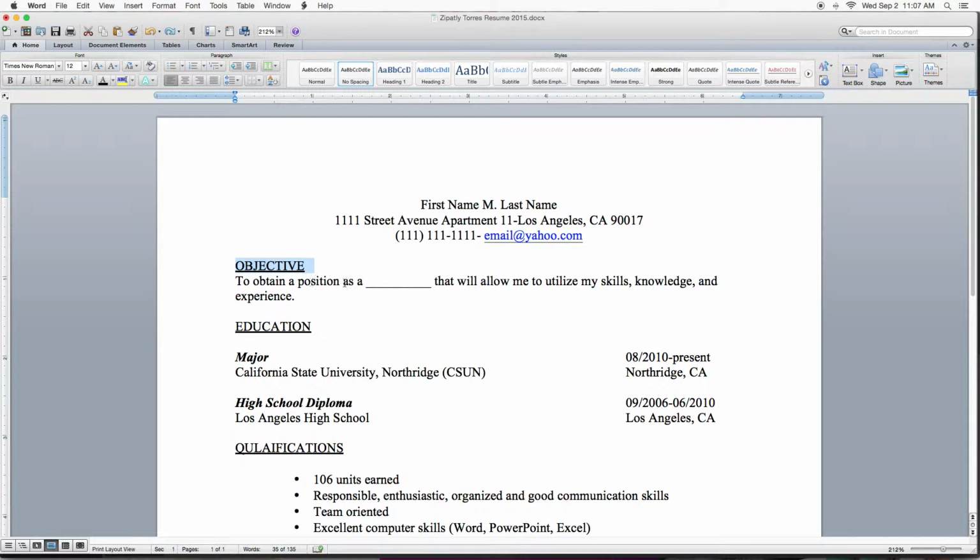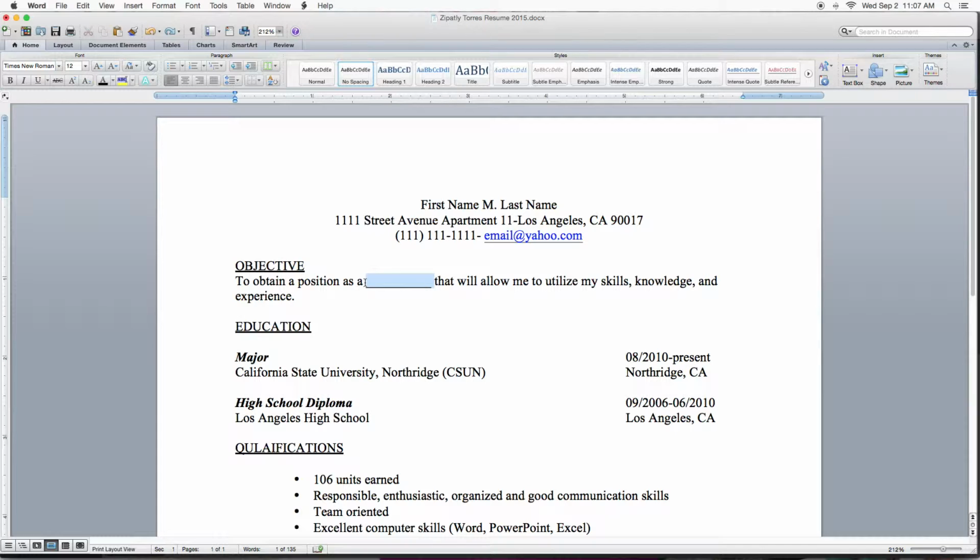For your objective, you're going to write "to obtain a position as" blank. In this blank space, you're going to write whatever position you're trying to apply for, whether it's an after-school teacher, or a bank teller, or a cashier. You write that position down, and obviously don't underline it. I just put this little blank space so you could fill in the blank.